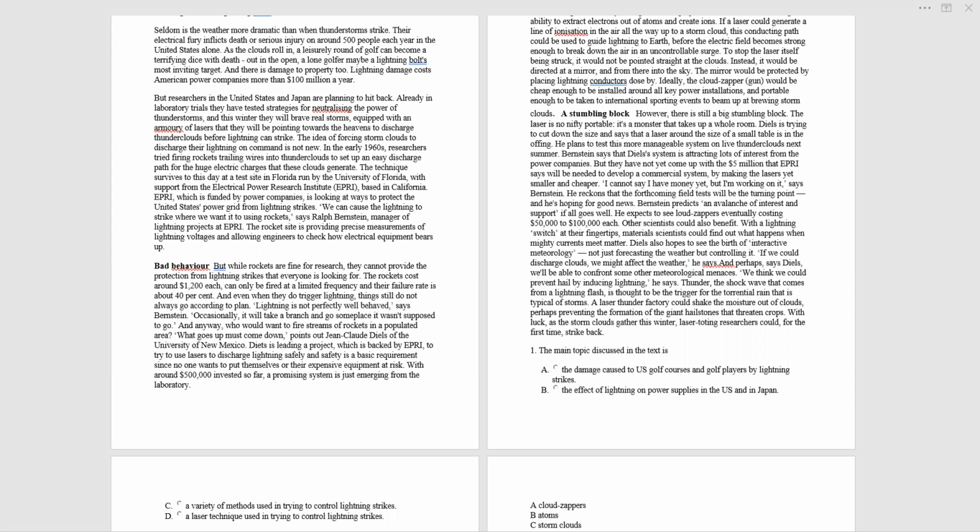The first one is about the damage cost. The second is about the effect of lightning on power supply in the US and Japan. The third is a variety of methods. So you see, every option is different in itself, right?